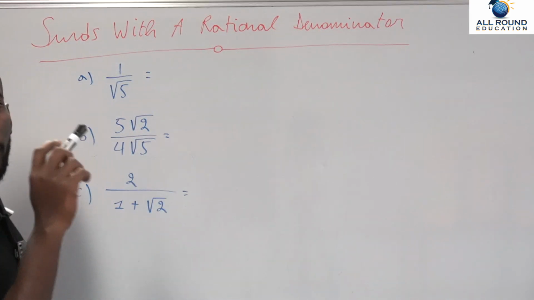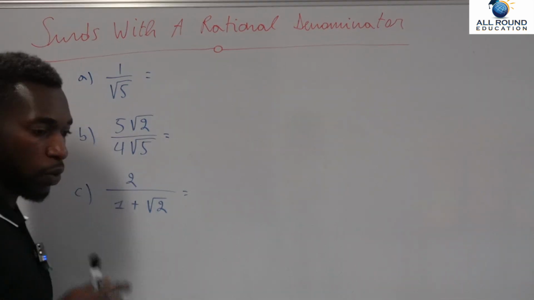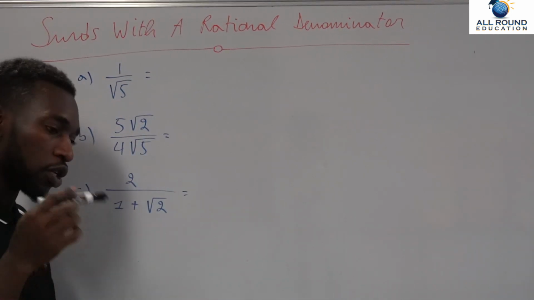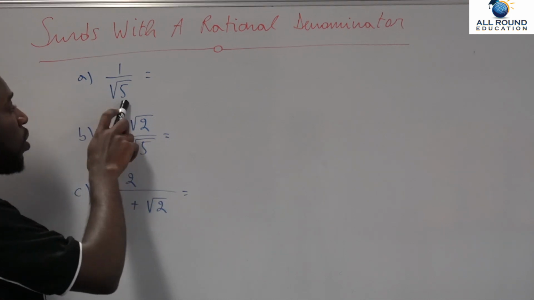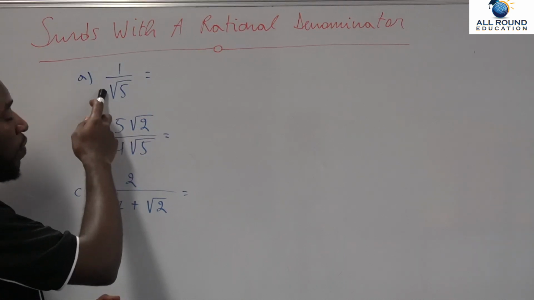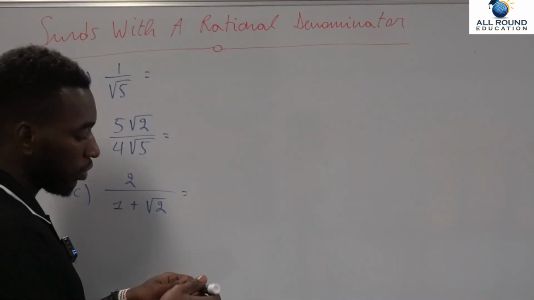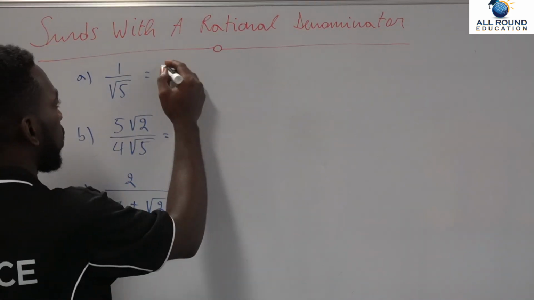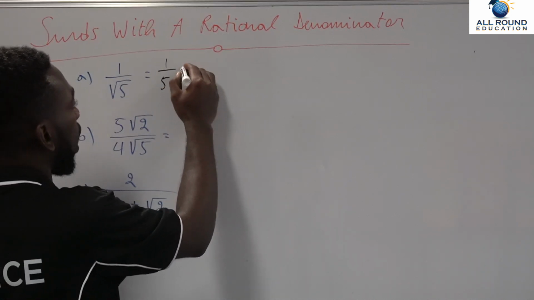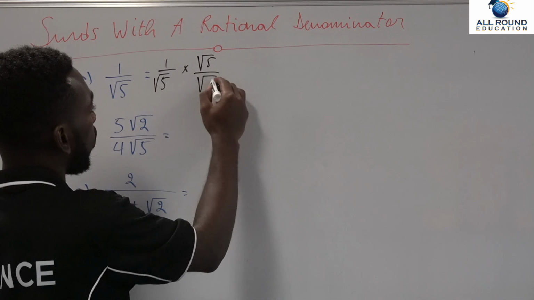Now, the first example here, as you can see, is 1 on the square root of 5. How would we rationalize the denominator? When you have just a surd of this form, where there's no variable in front or anything else, you take the 1 on 5, copy that, and then you times by square root of 5. You times it by root 5 on root 5.